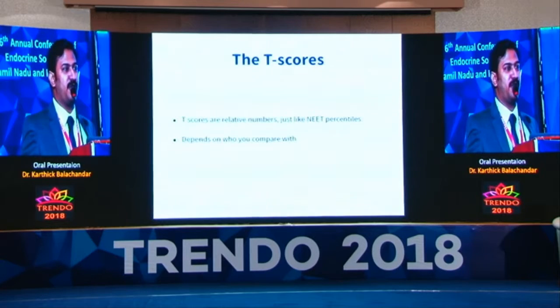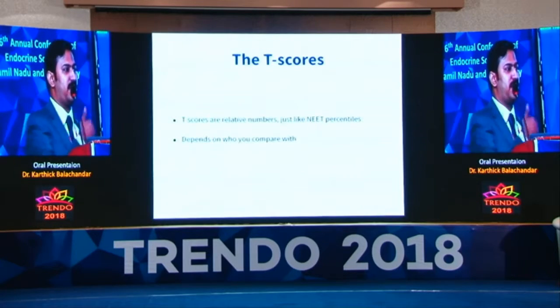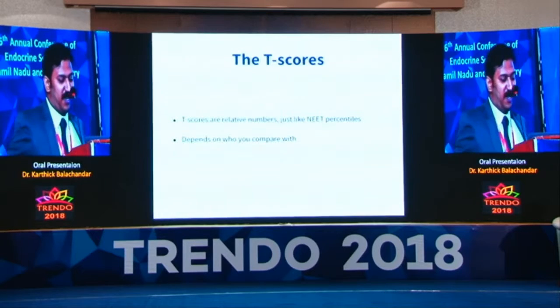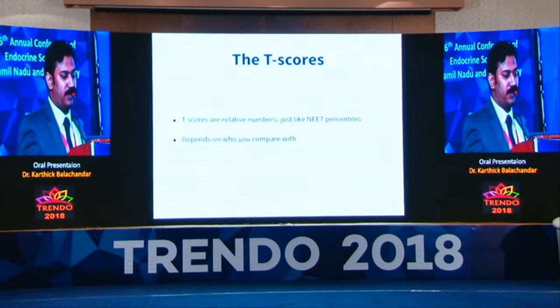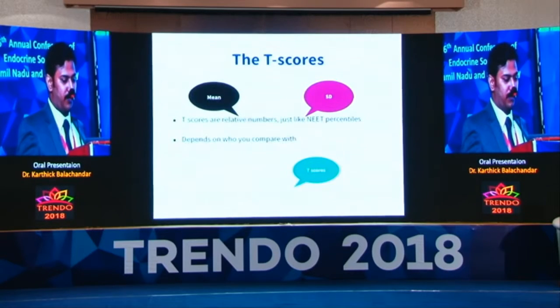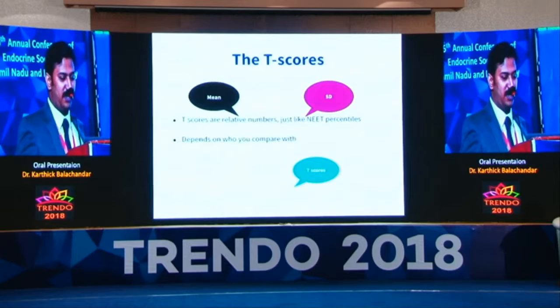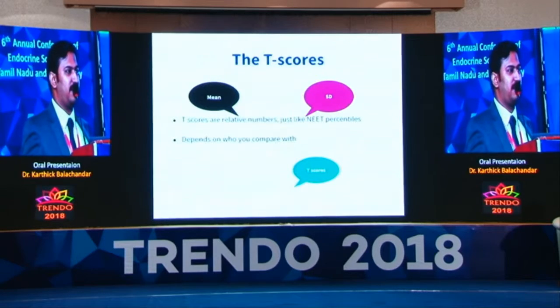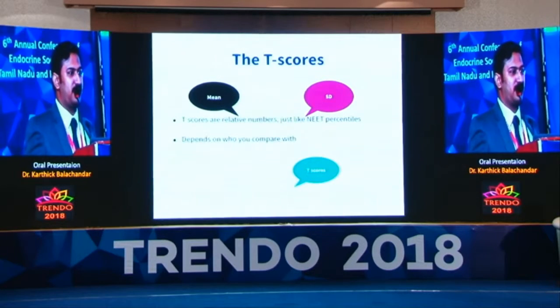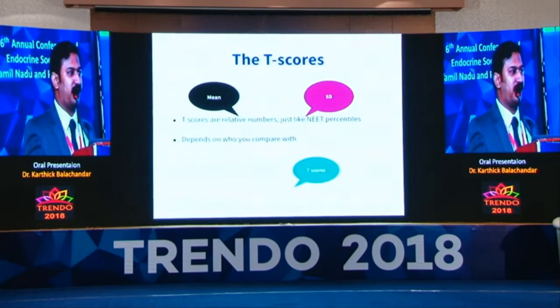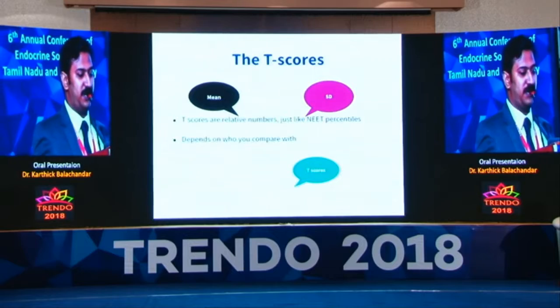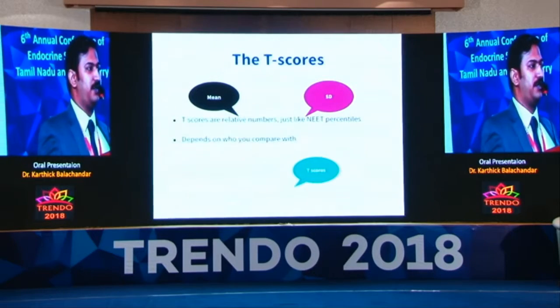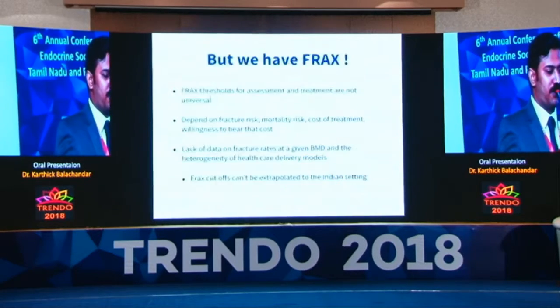It's not how good you are that matters, but how good you are compared to the next person. That is what matters. So who you compare yourself with is a very important thing when you calculate scores like T-scores. So that is why we have things like mean, SD, T-scores. When you check blood glucose, you don't compare yourself with the young person of your race. When you check cholesterol, you don't compare with a young person of your age. But when you check bone mineral density, you do that. And that leads to some problems.